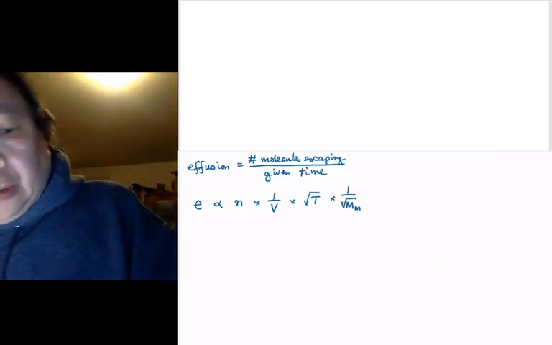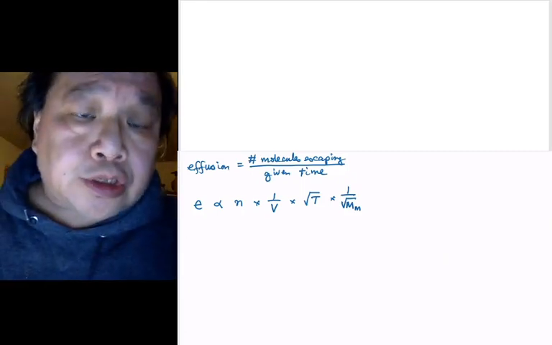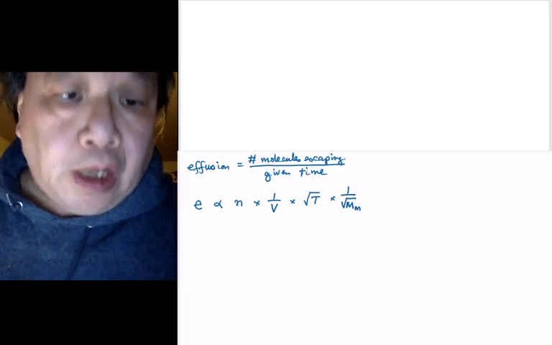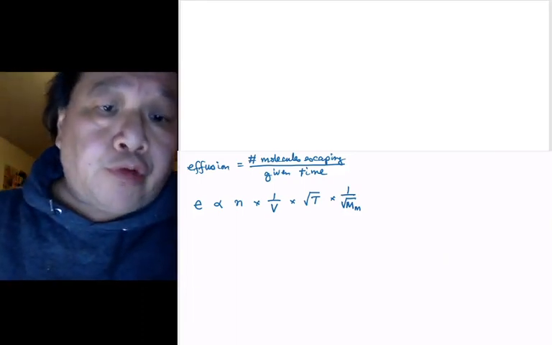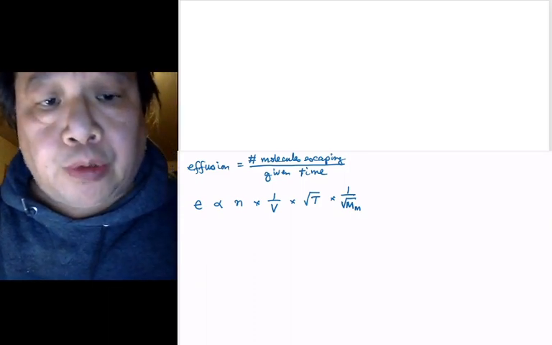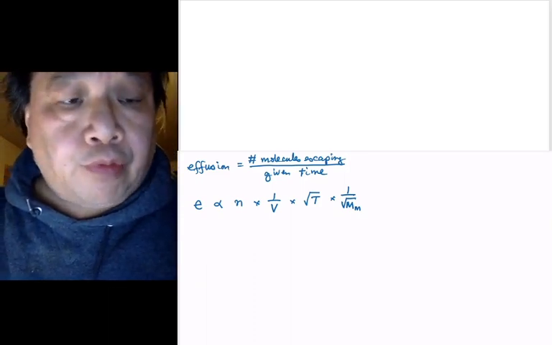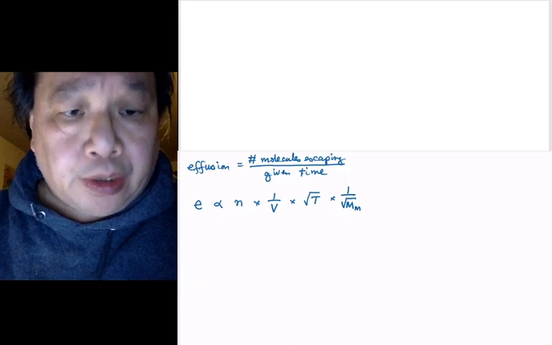Effusion is the number of molecules escaping over a given time, and effusion is proportional to n times 1 over v times the square root of t times 1 over the square root of the molecular mass.